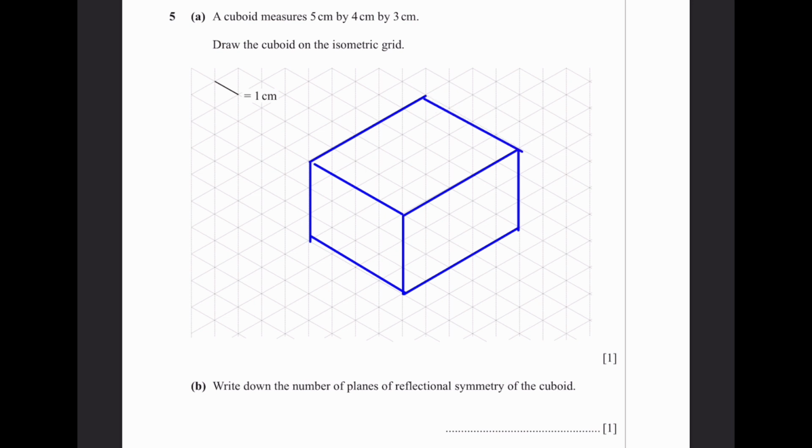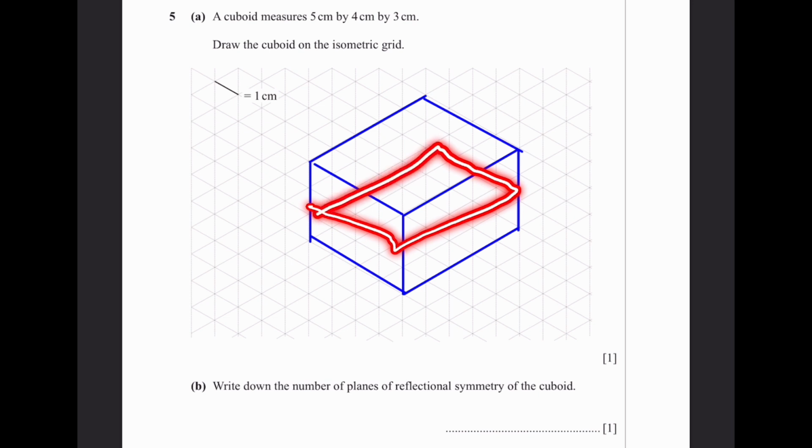B. Write down the number of planes of reflectional symmetry of the cuboid. So a plane of symmetry is somewhat like a line of symmetry, except that it's for a 3D shape instead of a 2D one. So in this case, this is a plane of symmetry, and then we can make one more plane of symmetry, which is somewhat like this. So there's 1, 2, and is that it? No, because there must be one dividing this side as well.